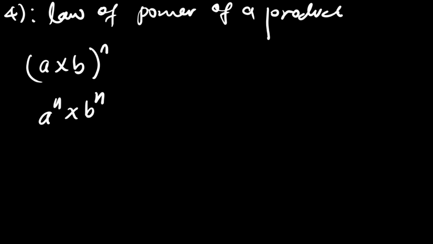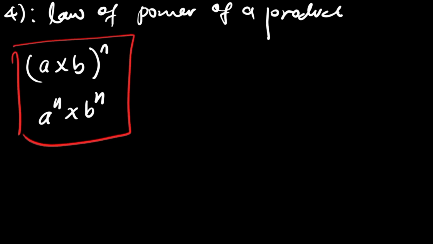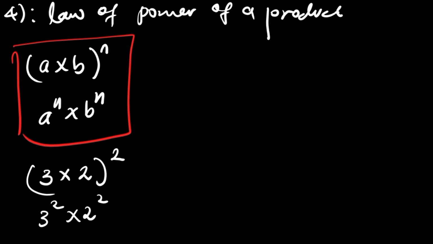That is the expression for the law of power of a product. One more example: we take 3 times 2, all raised to a power. They have the same power but different bases, so we get 3 power of 2 times 2 power of 2. That is the law of power of a product.